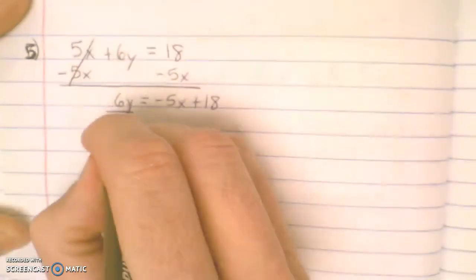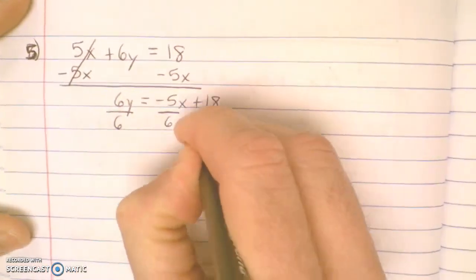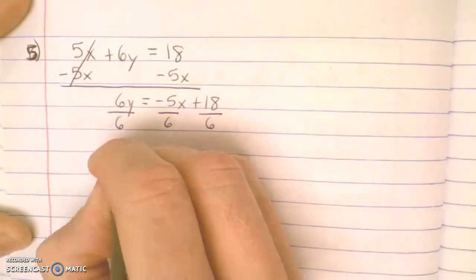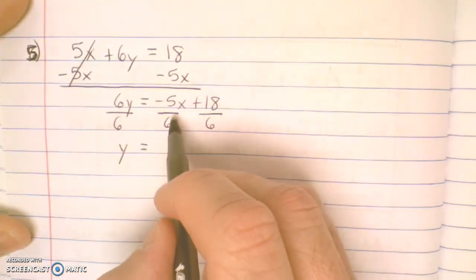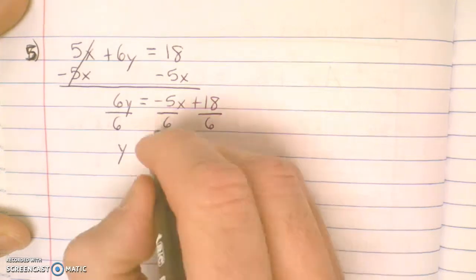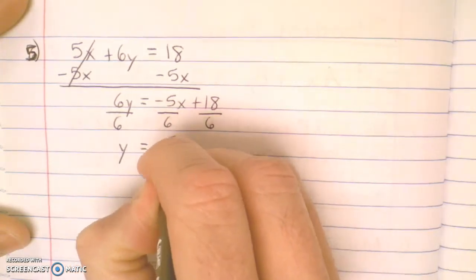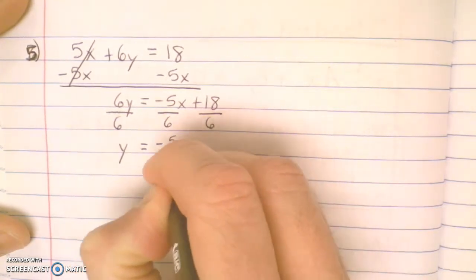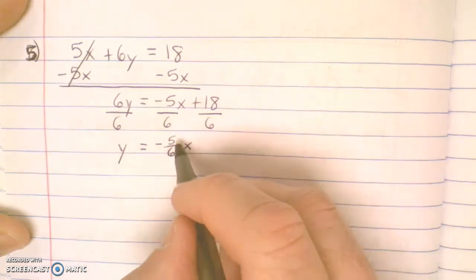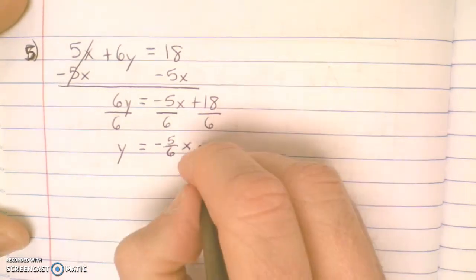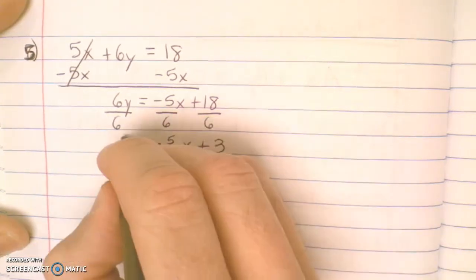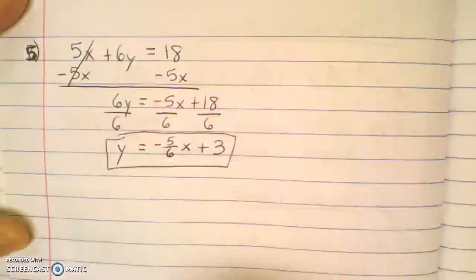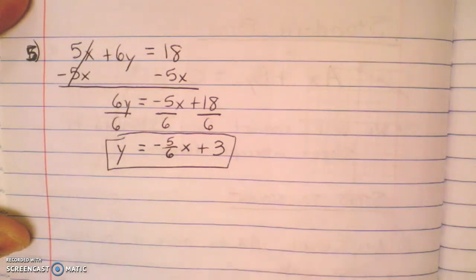Now I divide everything by what's in front of the y term. So 6 divided by 6 is 1y. So here's where you're going to run into some problems. There's going to be numbers you can't divide or simplify. So we just leave it as a fraction because 5 divided by 6 is not a nice number. And I also can't reduce that. So I just leave it as negative 5 over 6. And then 18 divided by 6 is 3. So now I've got my equation in slope-intercept form.